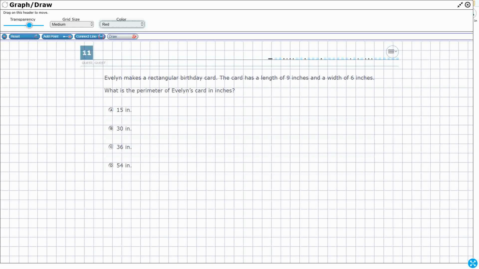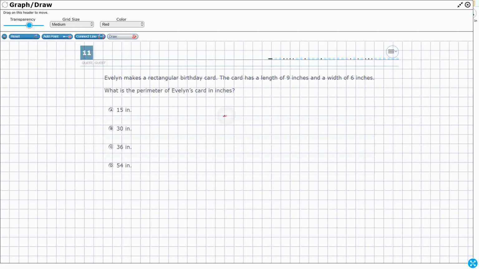What I want to do is use what we have here, and we're going to draw a rectangle, and it is going to be 9 inches wide. So let's draw this. I'm going to put a dot right here. And we're going to use each of these little boxes. That's going to represent 1 inch. Okay, so 9 inches long, 6 inches wide. So let's make it go like this.